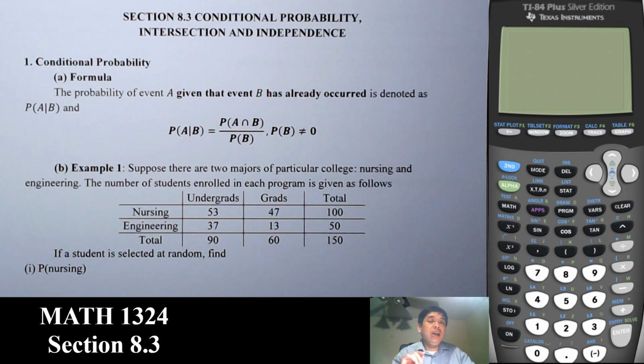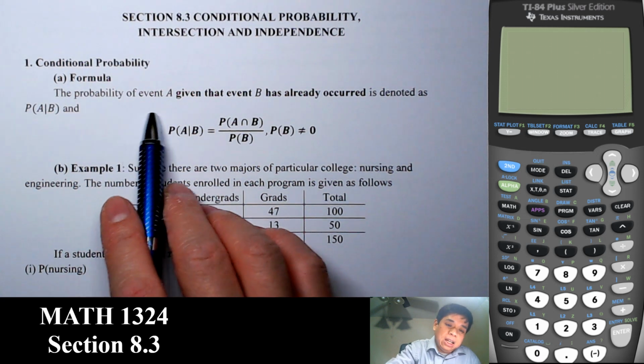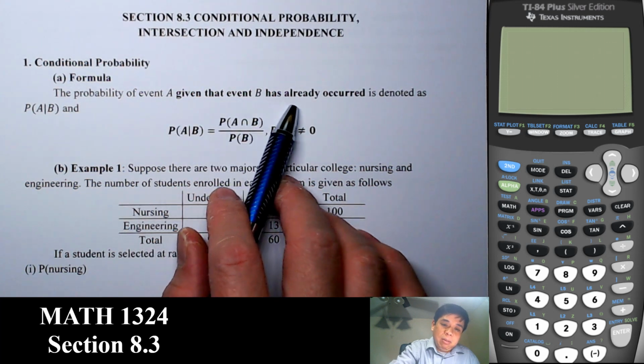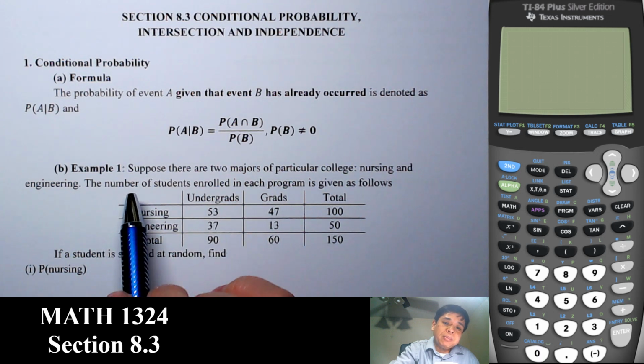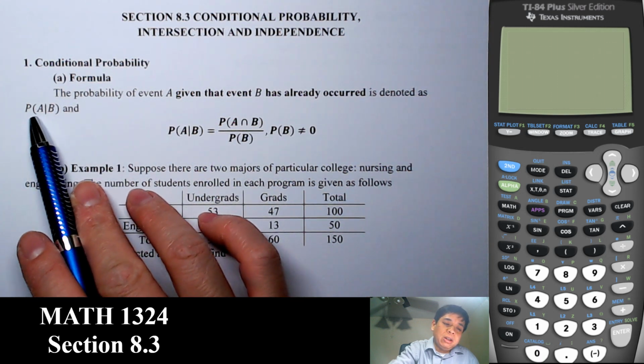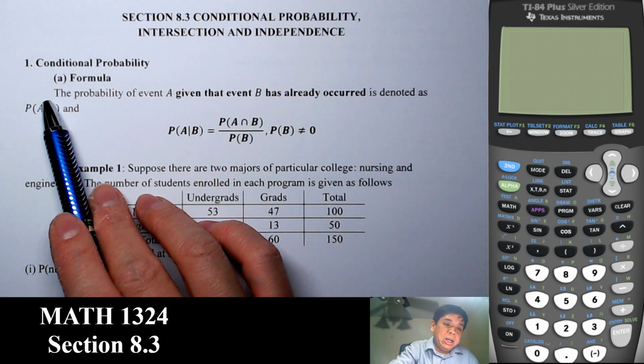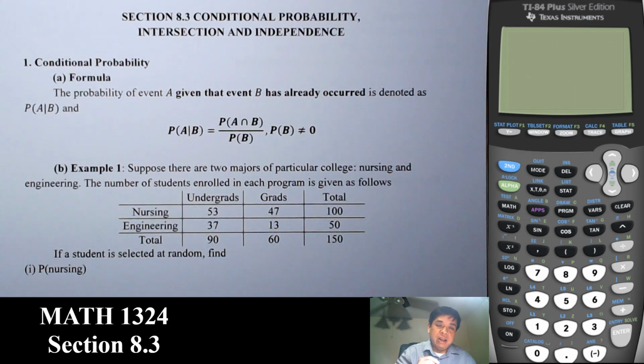Hi everybody, welcome to another video in Math 1324, section 8.3, conditional probability, intersection and independence. In this section we study conditional probability. The probability of A given that B has already occurred. So B has already occurred, and now we ask about A happening. It's denoted probability of A given B.